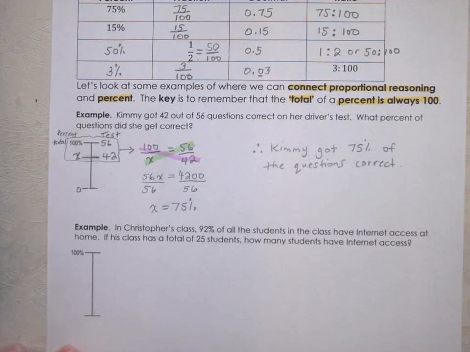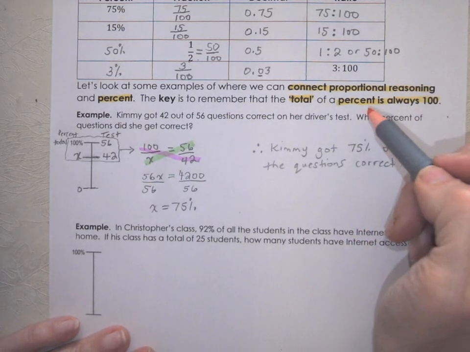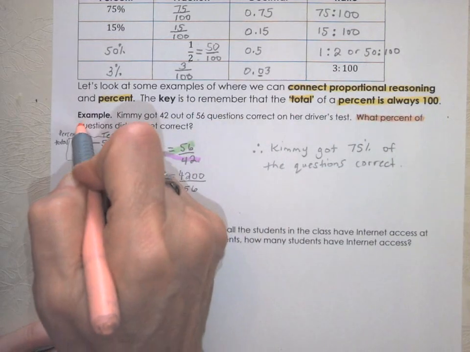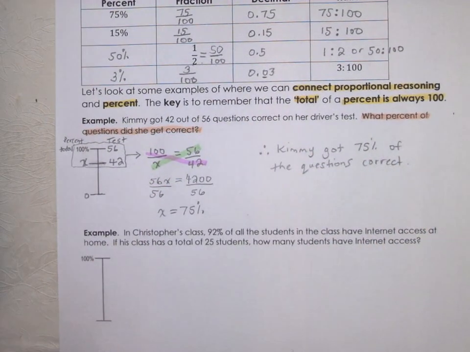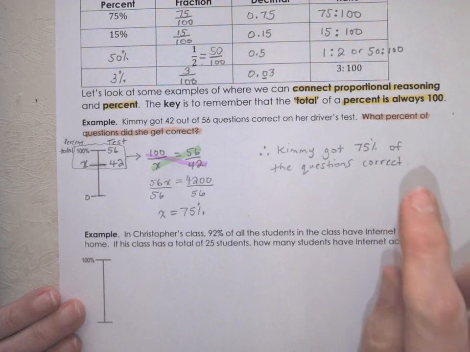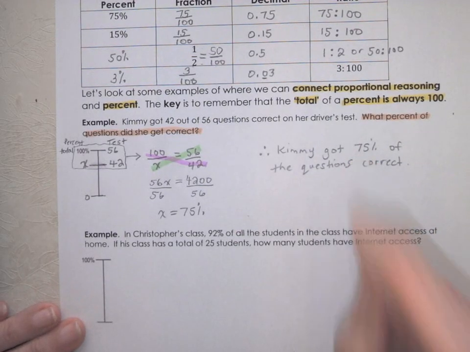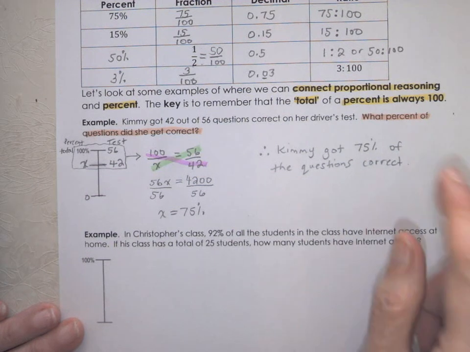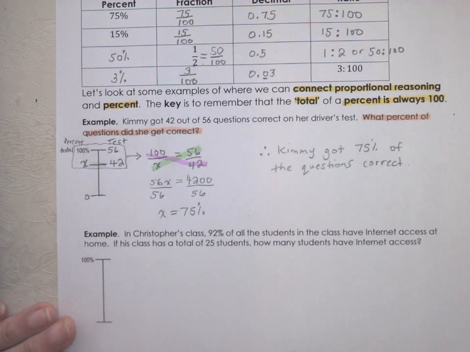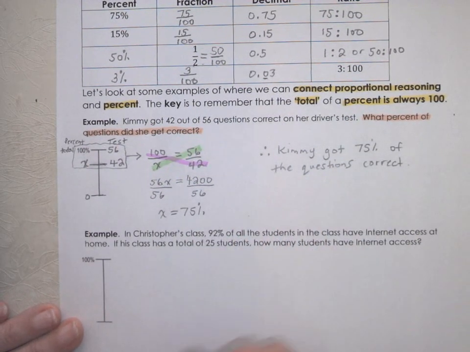And make sure you answer the question that they asked. Sometimes they'll be sneaky and they'll say, what percent of questions did she get wrong? You could find the amount she got correct and then subtract that from 100, meaning she got 25% wrong. So just, again, reading the question carefully and making sure that in the end you answer it.